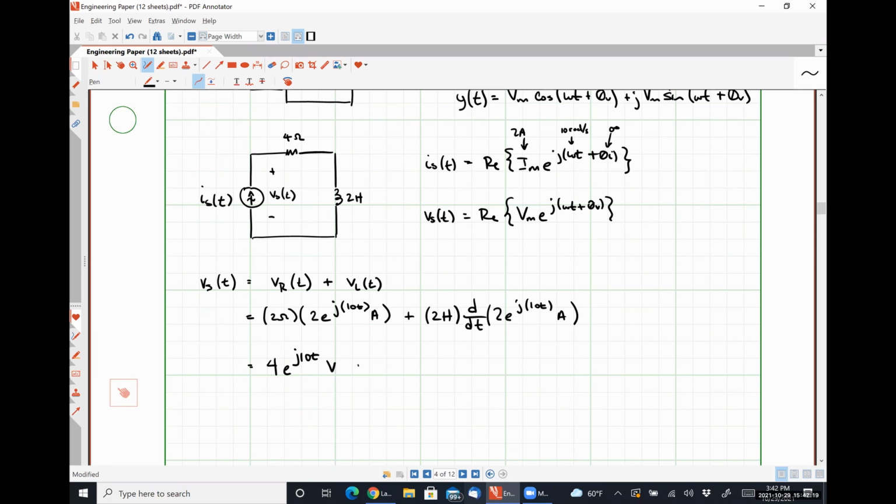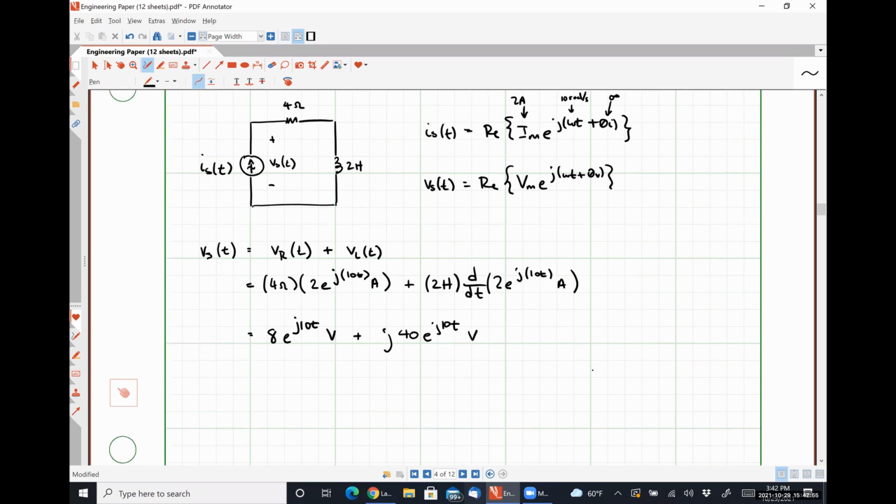So this is going to look like plus j, and now we're going to have 10 times 2 times 2, which is 40. Yes, it is 4 ohms. Thank you. That was a dumb mistake on my part. Yeah, 4 ohms, making this part right here 8. Thank you. So 10 times 2 times 2 is 40. So we're going to have j40 e to the j10t volts.